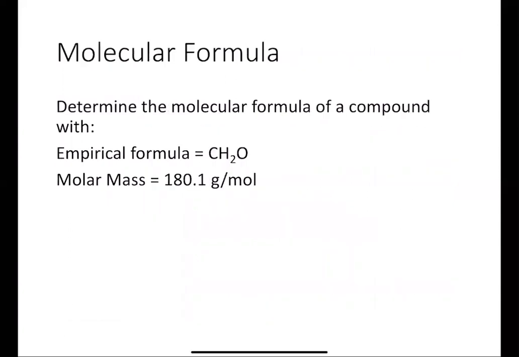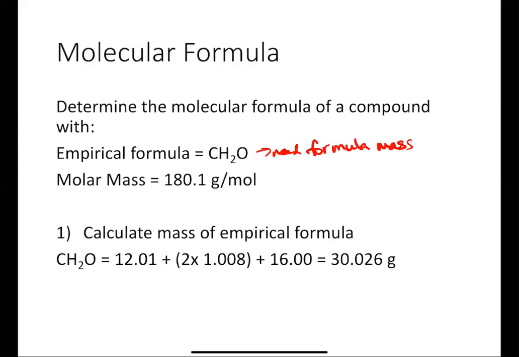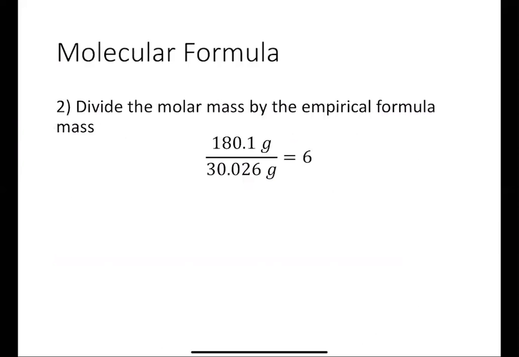So let's see an example. Here's our empirical formula, CH2O, which we just figured out. And we're given now that the molar mass, or the molecular mass, whatever you want to call it, is 180.1 grams per mole. So we know the empirical formula is CH2O, and we need to add those up to get the formula mass. First we add them up and we get 30.026 grams, and now we simply divide.